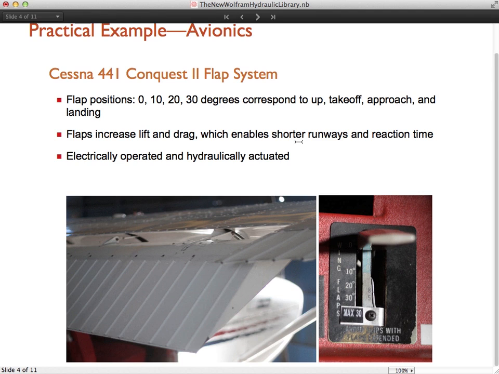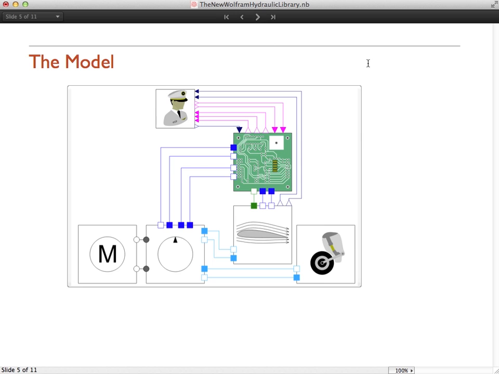The flap system as a whole is controlled by electrical signals, but it is hydraulically actuated. So using the hydraulic library together with SystemModeler's modeling capabilities in the electrical and mechanical domain, it is possible to model the entire flap system and incorporate different failure scenarios in the subsystems. For example, in the hydraulic system, what happens to the flaps and to the plane if a hydraulic valve starts to malfunction? Let's take a closer look at the model in Model Center.